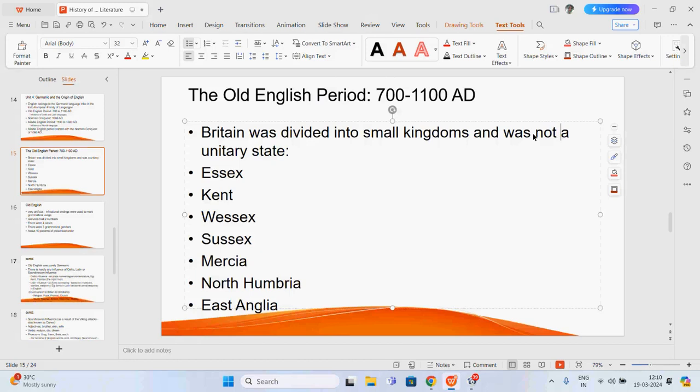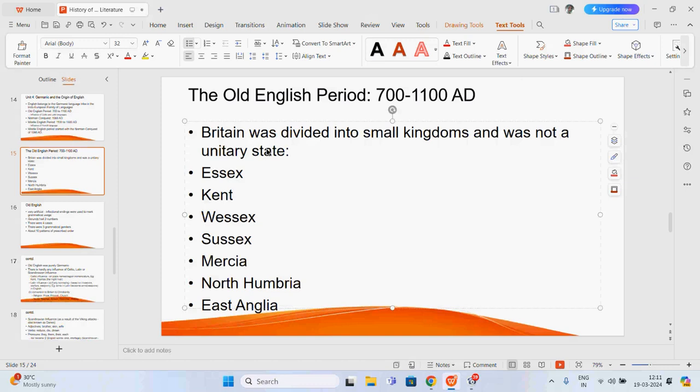Essex, Kent, Wessex, Sussex, Mercia, Northumbria, East Anglia. You may not remember all these 7 kingdoms to write in the examination. At least give examples of 2 or 3 names. Essex, Sussex, Kent, easy to remember names. So whatever you can easily produce, at least give us 3 examples in the exam if you are writing any answer on the Old English period.